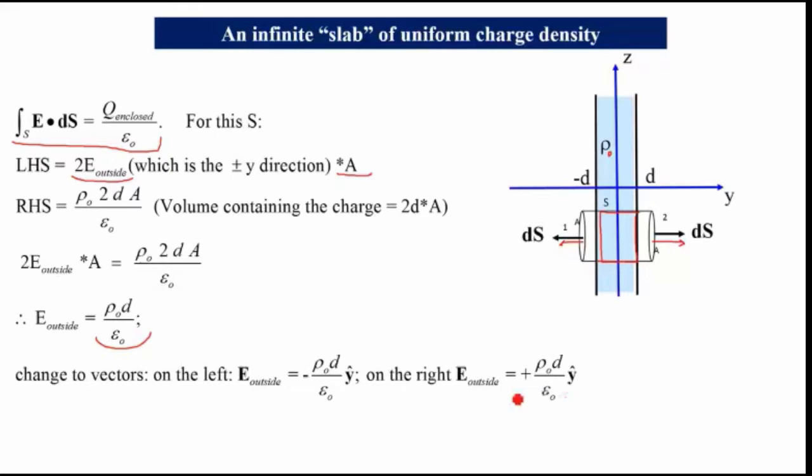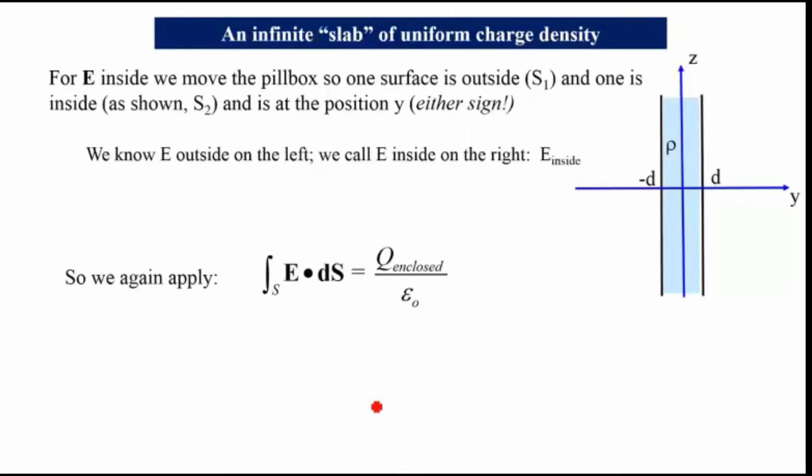So those are the fields outside, and you can see that they're constant. They do not depend on the y value. Now we'll go inside. And so what we're going to do is move the pillbox so one of the surfaces is outside, we'll call it S1, and one is inside, S2. We'll put it in this position, but realize that could have put it anywhere.